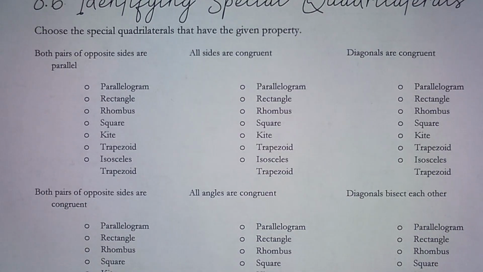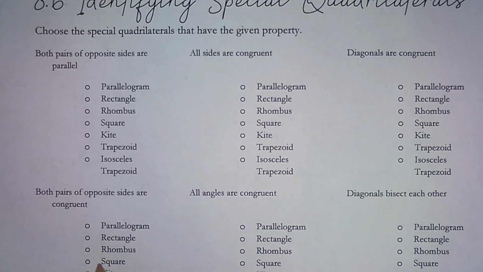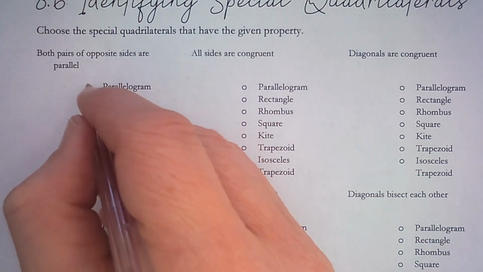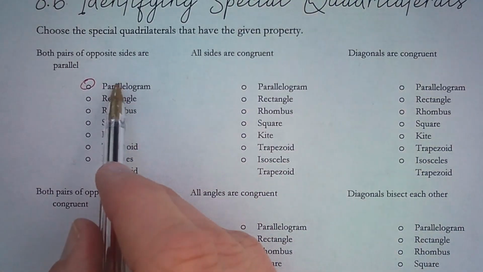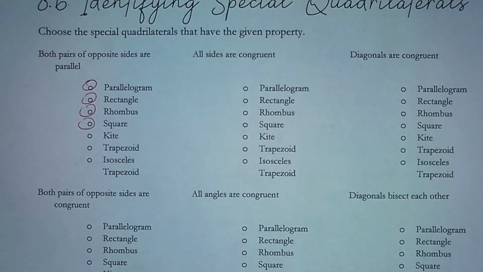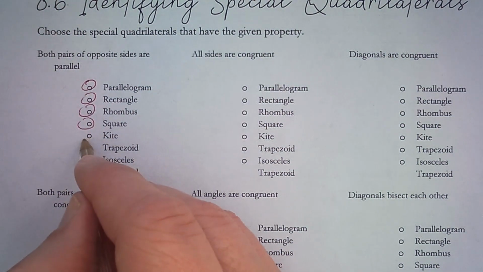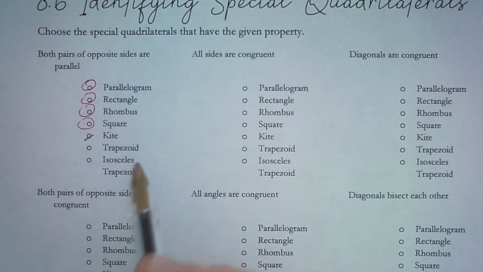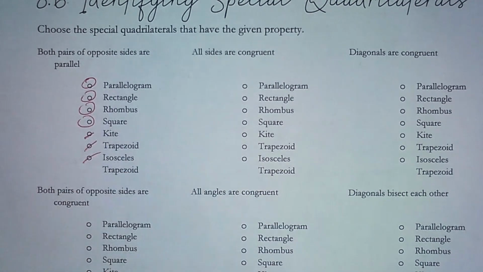So now on this back page, we are going to choose all quadrilaterals that meet the condition given. Both pairs of opposite sides are parallel. Is that true of a parallelogram? Yes. Both pairs of opposite sides are parallel is true of a parallelogram, which means it's true of all types of parallelograms, which includes rectangle, rhombus, and square. Opposite sides are parallel on a kite? That is not true. On a trapezoid, no, only one pair, so also not an isosceles trapezoid.